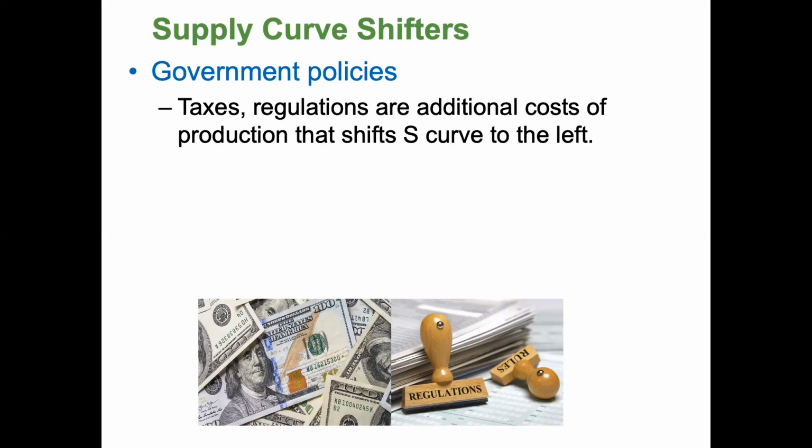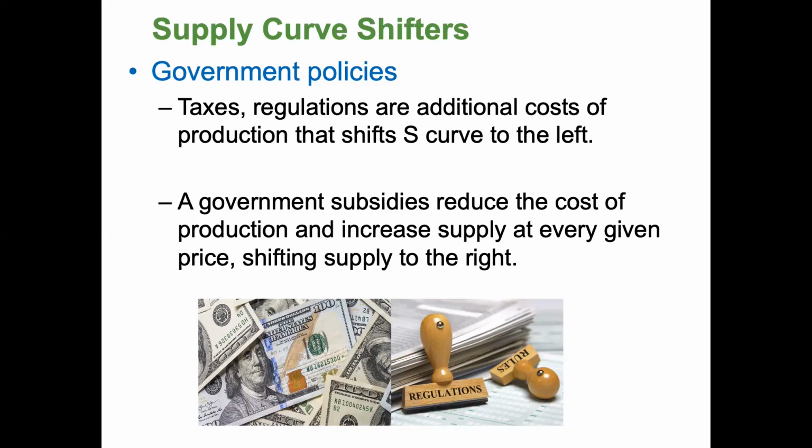Government policies through taxes and regulations can add additional costs to production, hence shifting the supply curve to the left. Government subsidies, on the other hand, are the opposite of tax and can reduce the cost of production, increasing the supply at every given price.